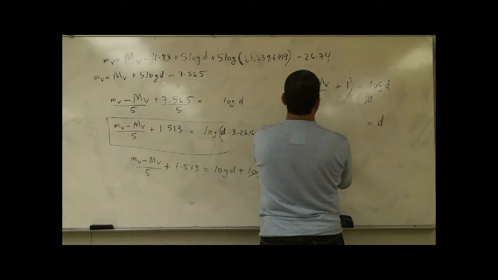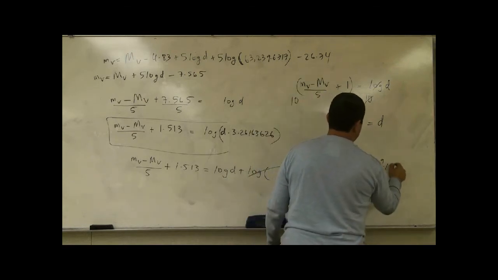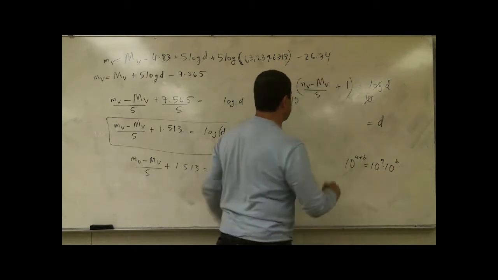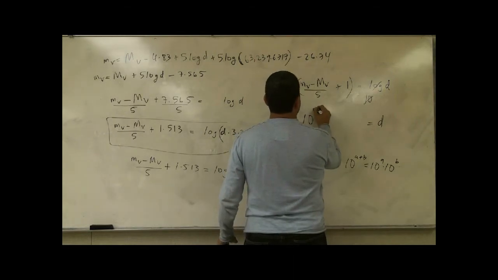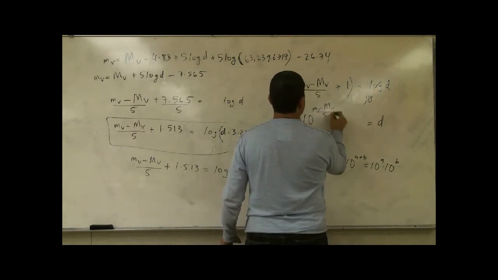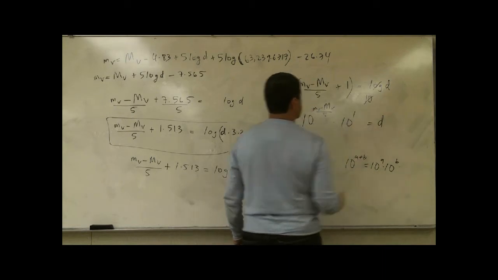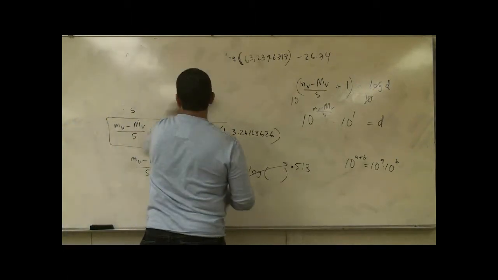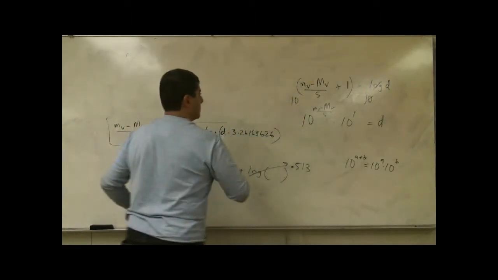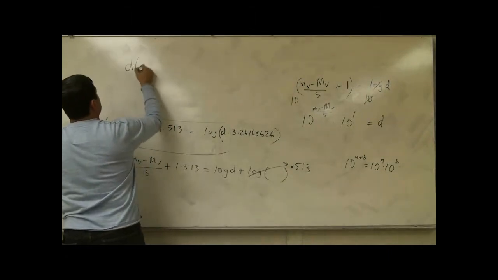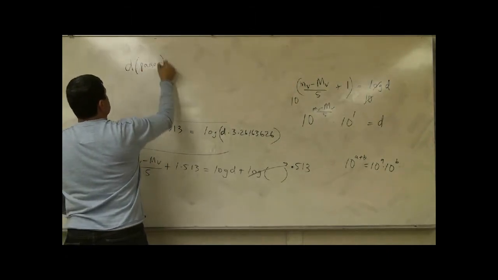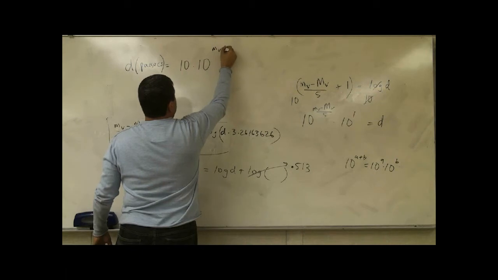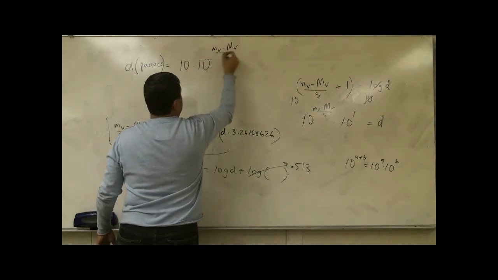I can separate this. d is equal to 10 to the a times 10 to the b, right? If you multiply this, you can just add the powers. So I'm going to separate this part and that part. I'm going to have 10 to the (mv minus big MV) over 5 times 10 to the 1, which is just going to be 10. Okay? So what's the final equation that I'm left with? I have the distance to a star in parsecs is equal to 10 times 10 to the (mv minus MV) over 5.